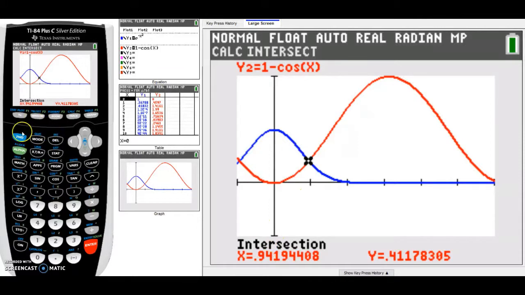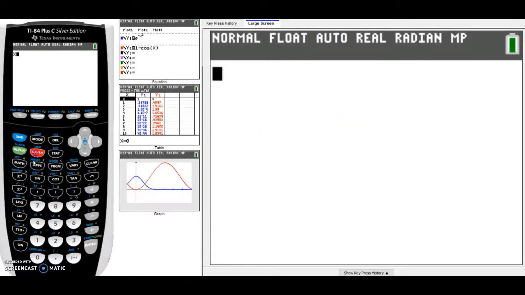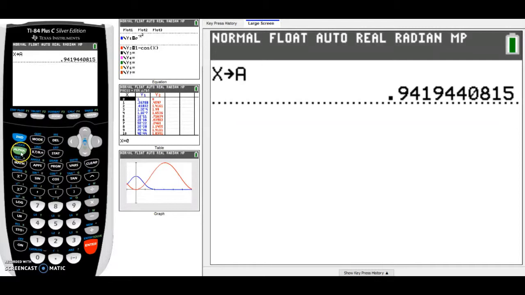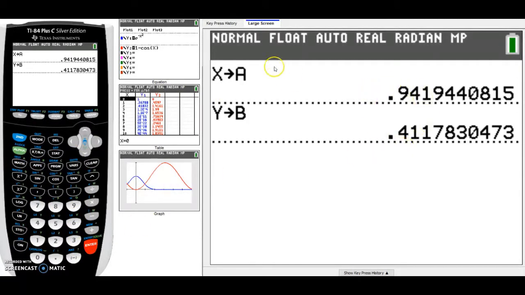So 0.941, we're going to go ahead and store that in our calculator for use later. I'm going to call that variable a. And just on the off chance that we need the y-coordinate, I'm going to also press alpha y, and we'll store that as the letter b. So if I need to call on these variables, they're now stored in a and b. All right, back to the work.